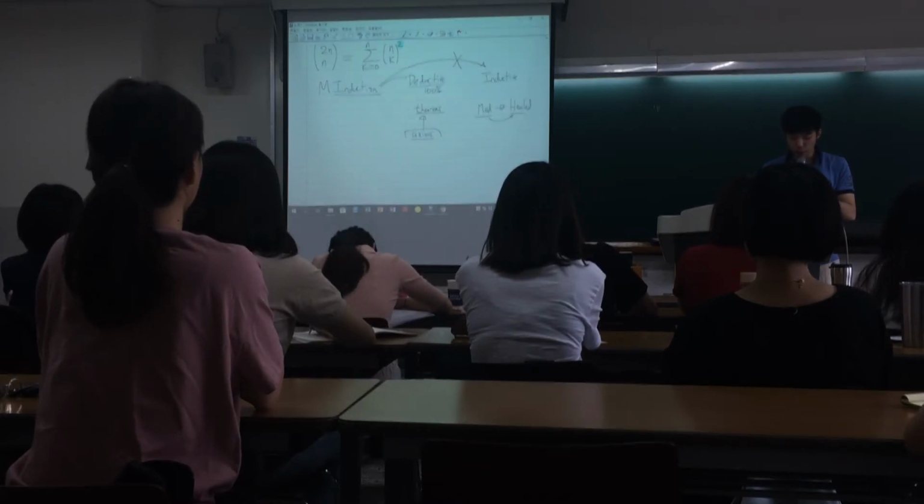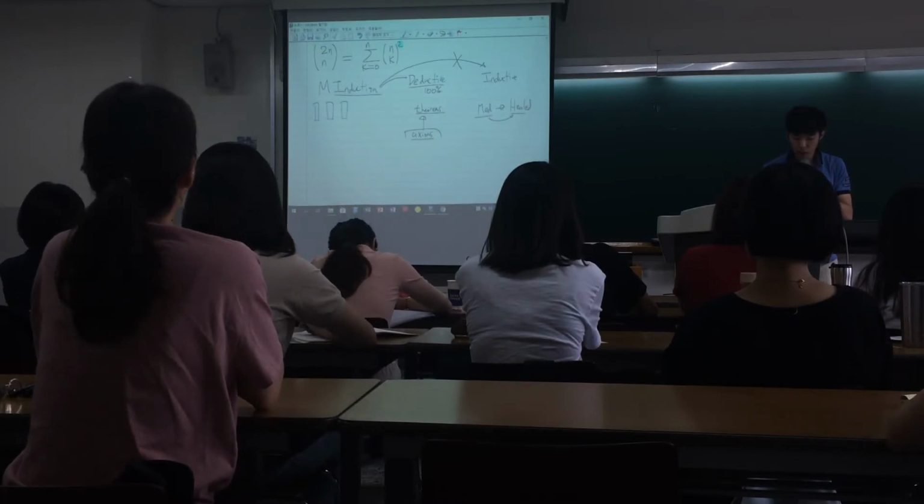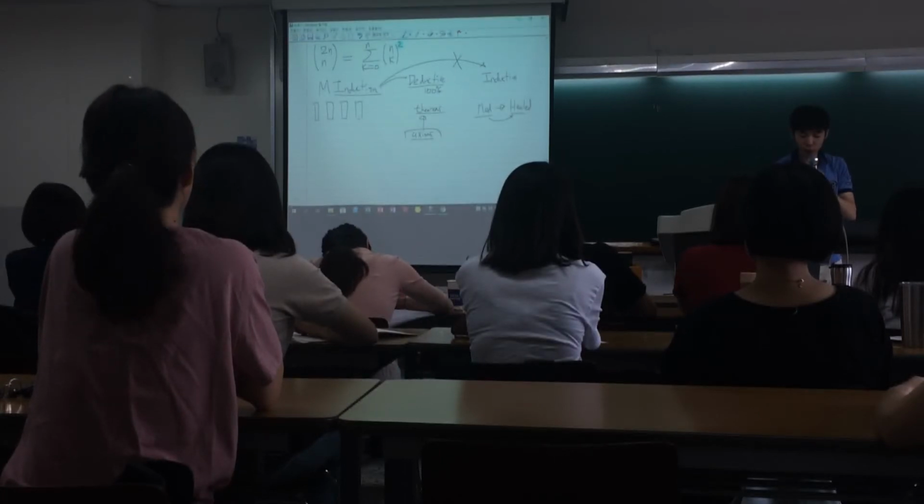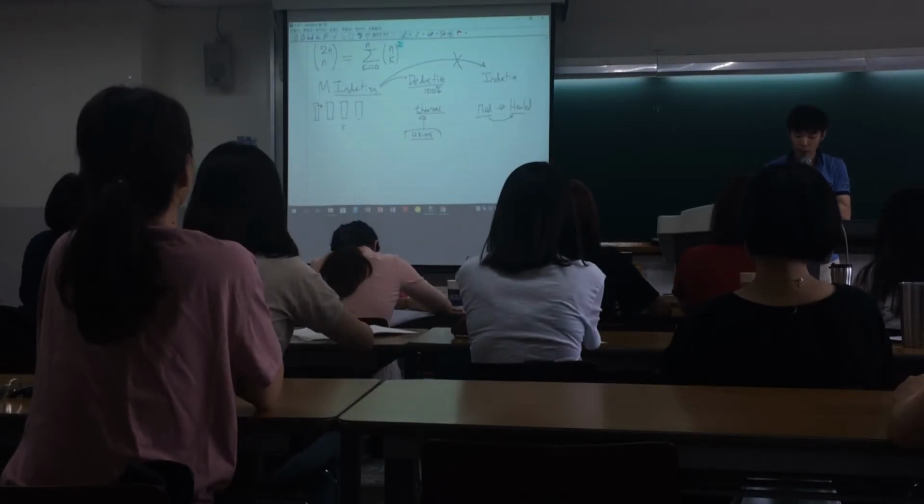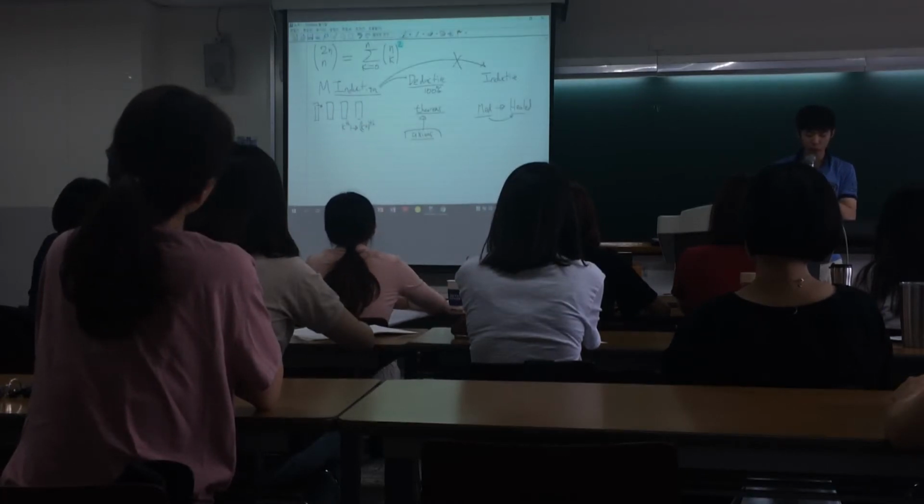Anyway, mathematical induction goes like this. Imagine dominoes. And let's say that the first one gets knocked down. And I know that if the kth one gets knocked down, then the k plus 1 also gets knocked down.